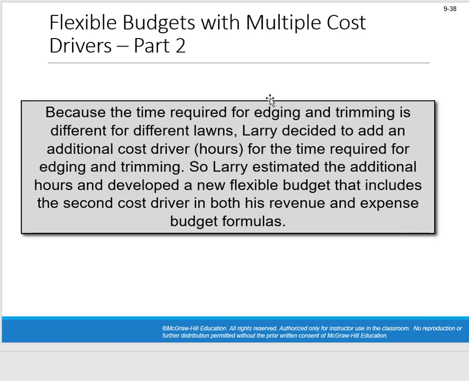So Larry's going to take another look at his budget. Because the time required for edging and trimming is different for different lawns, Larry decided to add an additional cost driver, which is going to be hours, for the time required edging and trimming. So Larry estimated the additional hours and developed a new flexible budget that includes a second cost driver, and he's going to use that in both his revenue and expense budget formulas.